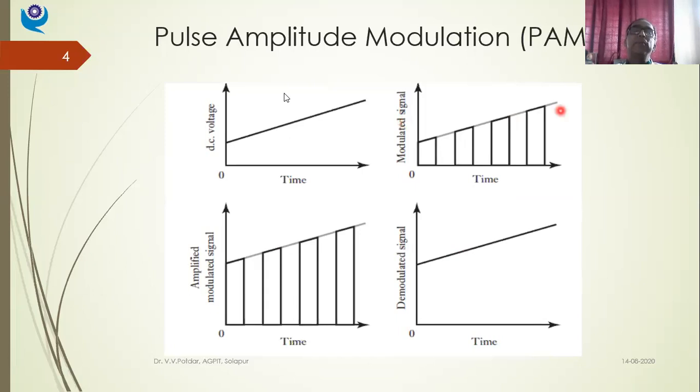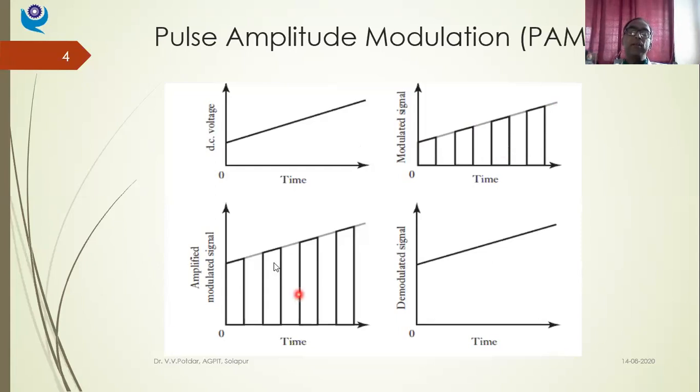Why pulse? Because the analog signal is converted into a series of pulses. So hence the name pulse amplitude modulation. Okay, quickly recap. Be attentive. The original signal is a continuous DC voltage analog signal. First it is modulated, that means it is chopped into a number of pulses. And these pulses follow the analog signal. I do not make the pulses on my own, right? They should correspond to my analog signal. And this chopped or pulse modulated signal is amplified.